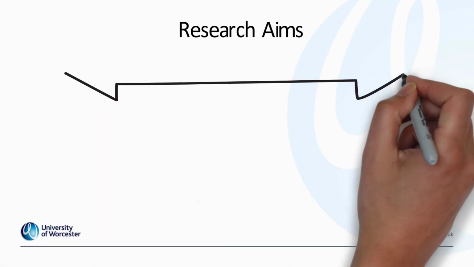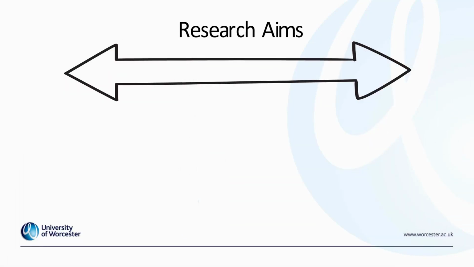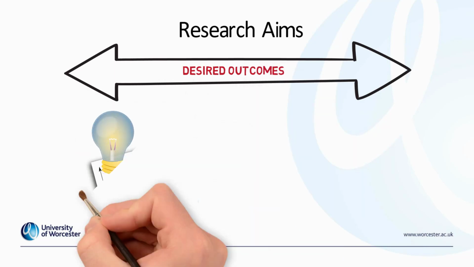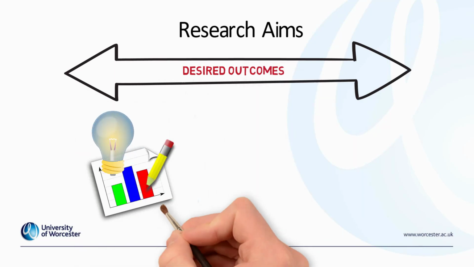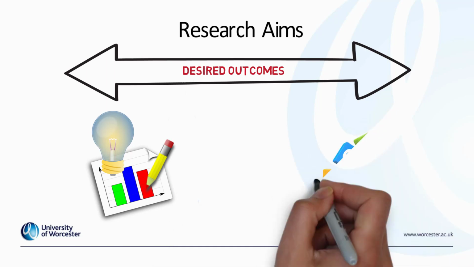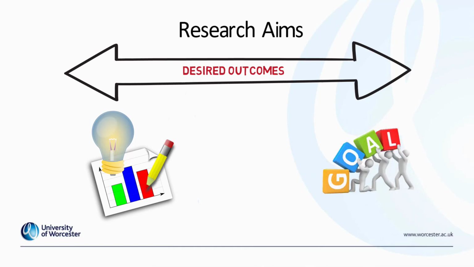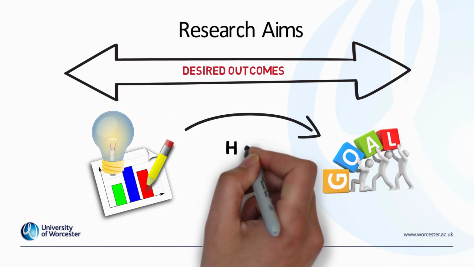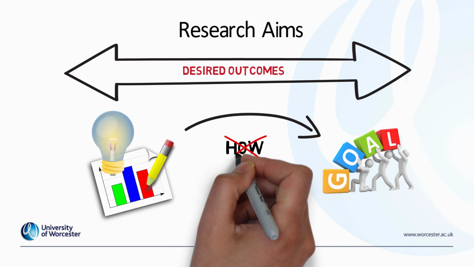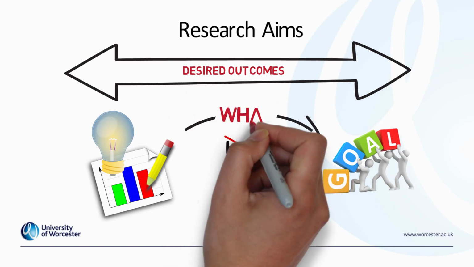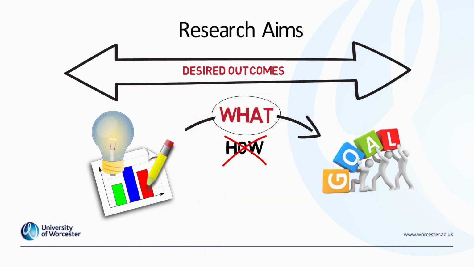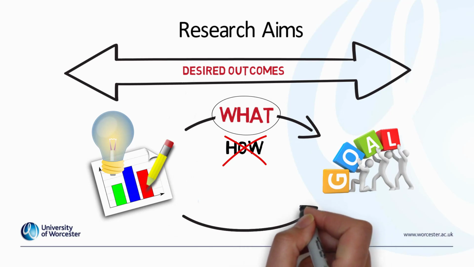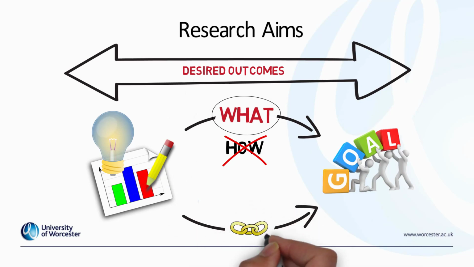So your research aim is a broad statement of desired outcomes, and your research aim should paint a picture of your research project, and through this you should be able to emphasise what is to be accomplished. However, it does not detail how it will be accomplished, only what you want to accomplish with your research, and therefore it should be linked to your project outcomes.